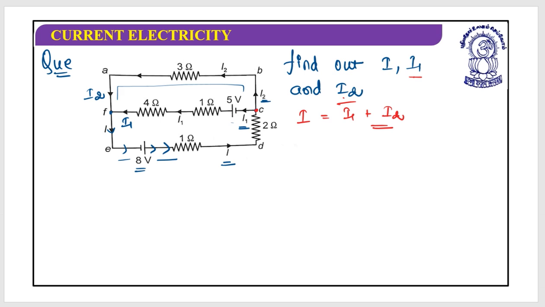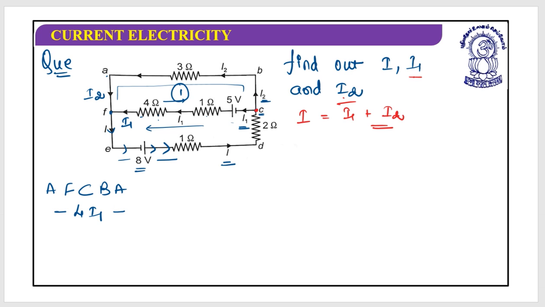So let's begin then. Let's take the first loop. Suppose this is the first loop, starting from A to F to C to B to A. It's A, F, C, B, A. Let's write down. From A to F, nothing to be written. From F to C, current is moving in this direction. We are moving in this direction. So please be cautious. I need to write minus of I. Yes. So this is minus 4 into I1.